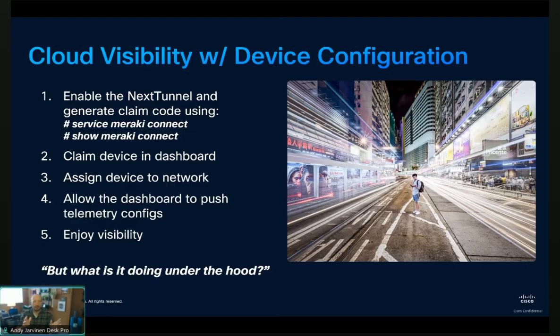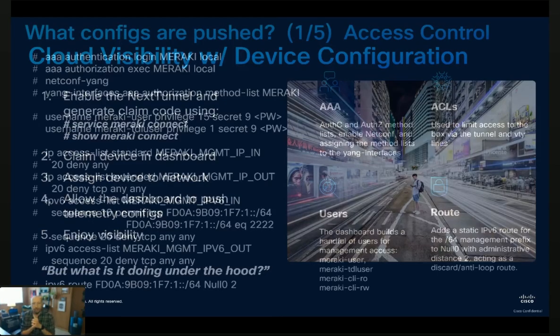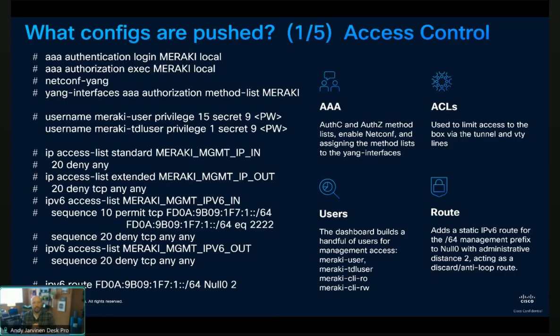So it's basically one command, grab a claim code, claim it in the dashboard, assign it to a network, and we're done. But a lot happens under the hood. So we're all engineers. We kind of want to know, well, what is it really doing? How does it really get that telemetry up there? So let's go through the configurations that will be pushed by the dashboard through that TLS tunnel.